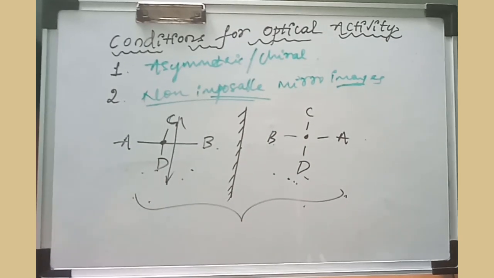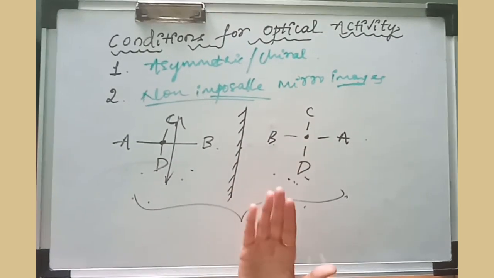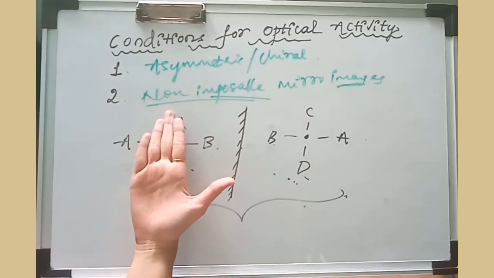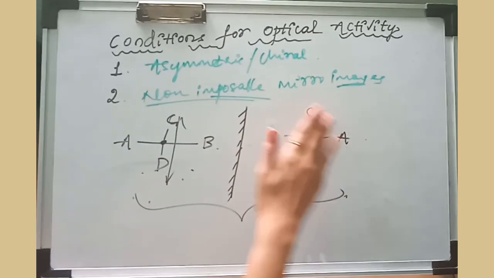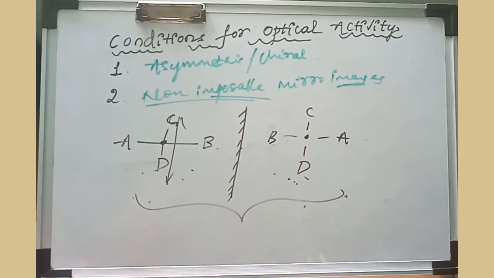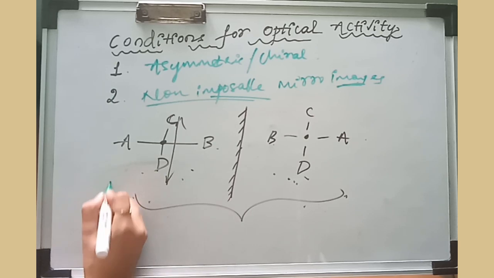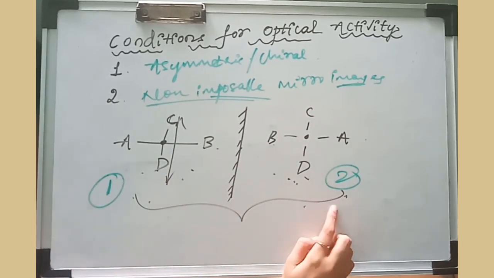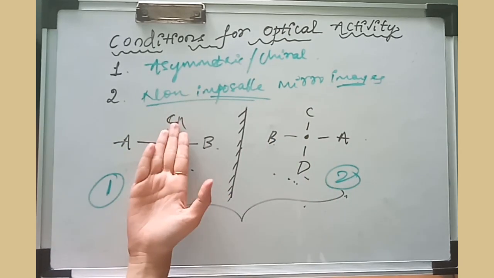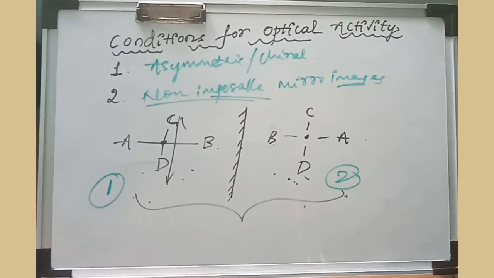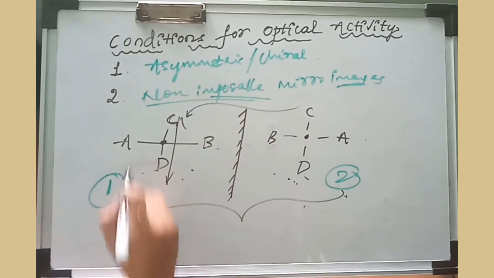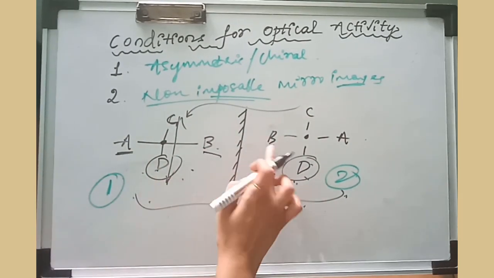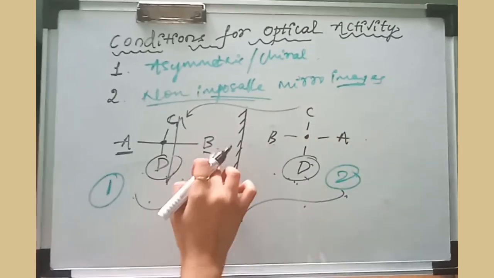Now see here, what you do is completely impose this molecule on this. That means you overlap the molecules. For example, consider this as 1 and this as 2. The second molecule you impose here. So C is overlapping with C, D is overlapping with D. How about A and B? B is overlapping with A and A is overlapping with B.